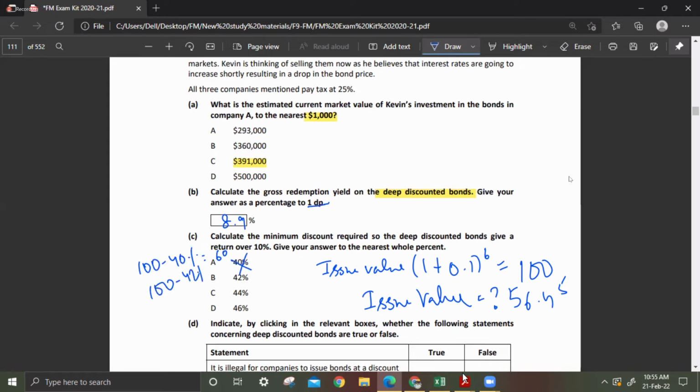100 minus 42%. How much do you get? 58. So this is also not the right answer. 100 minus 44%. You are getting 56. So that's why C is the right answer. Clear? Everybody, this is how you do it. 100 minus 44%, when you do, you will get 56. That is nothing but the issue value. So that's why C is the correct answer. Is this clear? Any doubts?